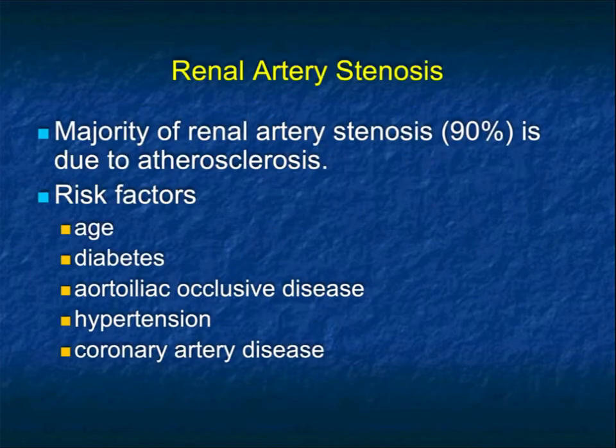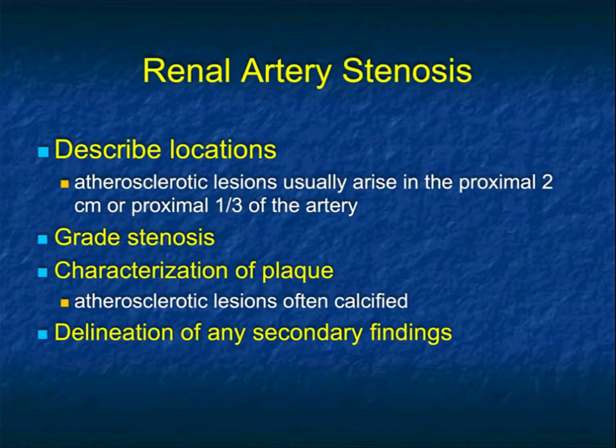And in Part 3, we're going to look at the renal artery. I think this whole section is going to be on the renal artery. So let's start with renal artery stenosis. The majority of cases of renal artery stenosis are due to atherosclerosis. Risk factors: age, diabetes, aortoiliac occlusive disease, hypertension, as well as patients with coronary artery disease, multiple different parts of the body involved.